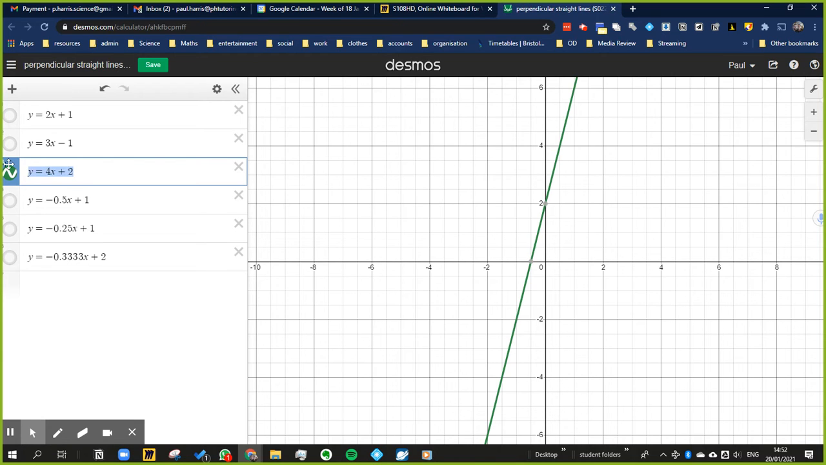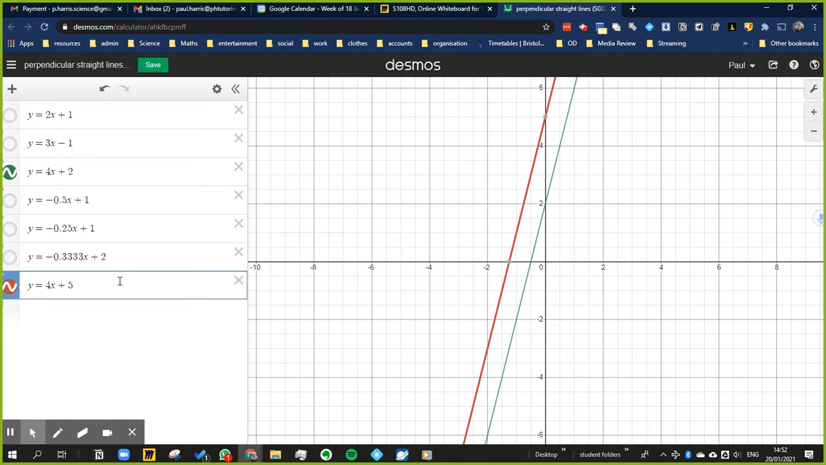In fact, if I copy that and make another one down here, and change that to 5, that's parallel, and because it's got the same m value, it doesn't matter what I do to this value here, it's always going to be parallel. That's how to do parallel graphs.